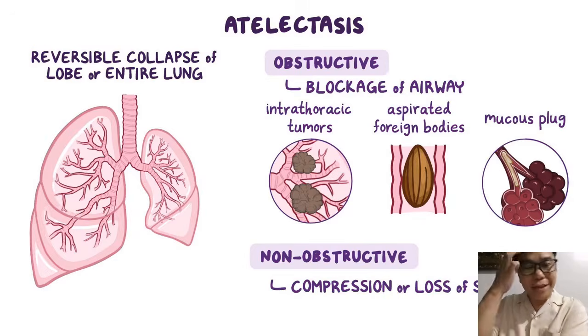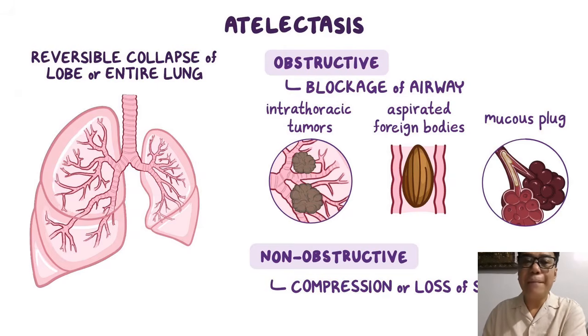Okay, next one on our list, we have atelectasis. So when we talk about atelectasis, basically it is lung collapse. Okay, it is lung collapse, atelectasis. So atelectasis is reversible collapse of a lobe. So it could happen on one lobe, okay? Or it could happen on one lung.